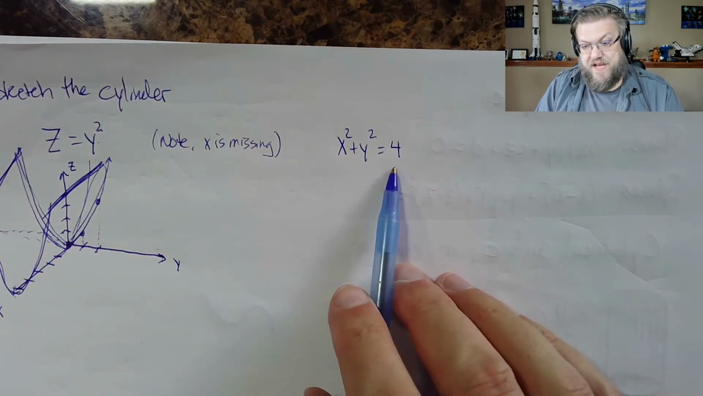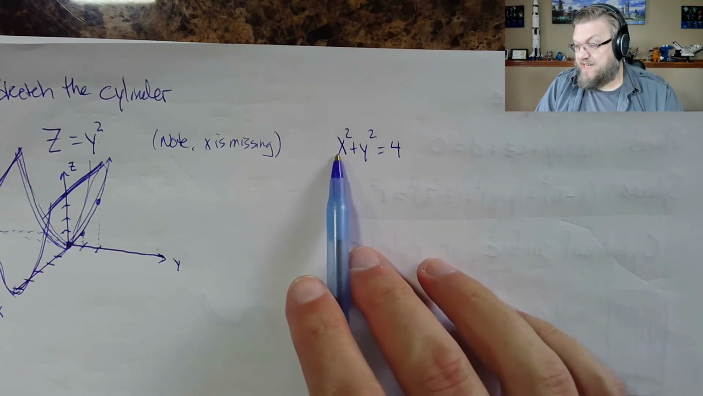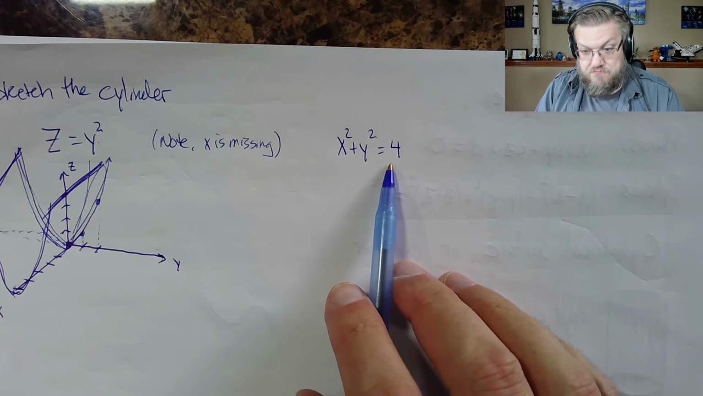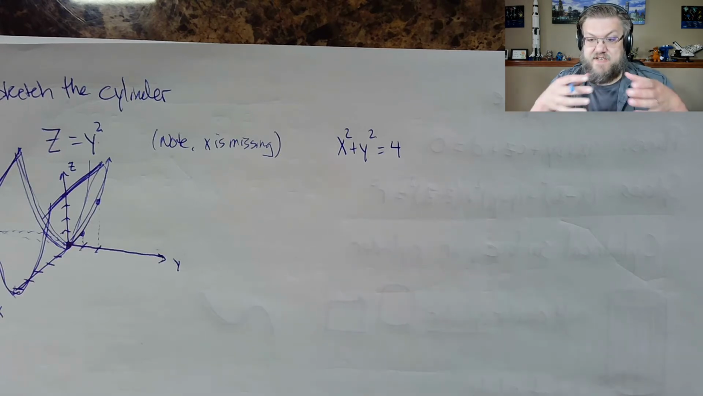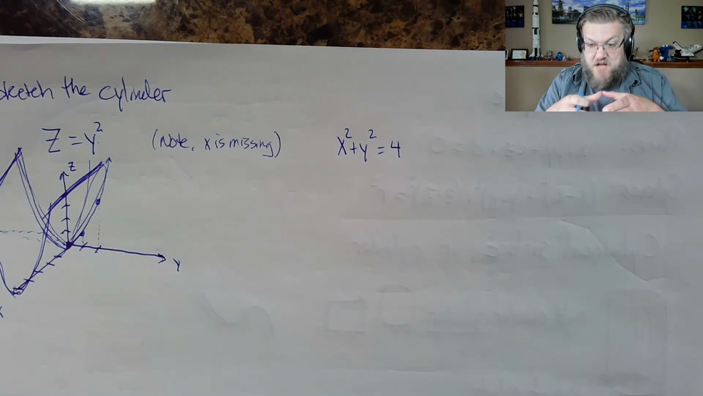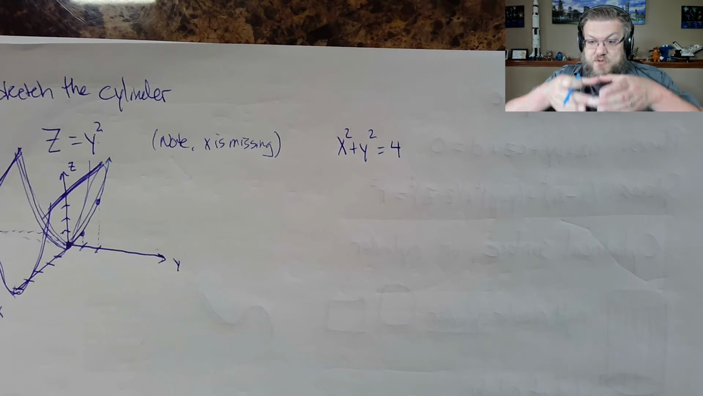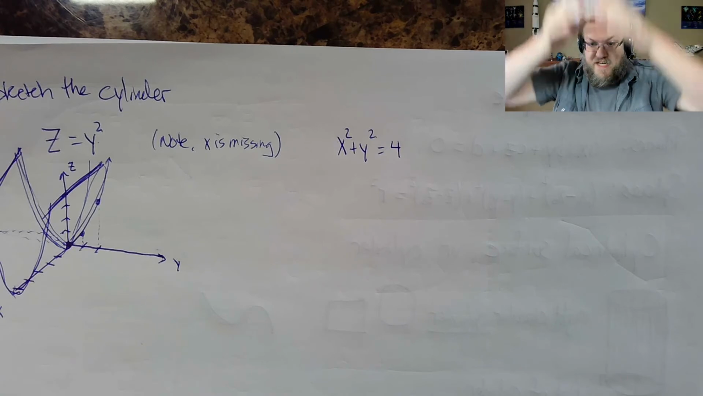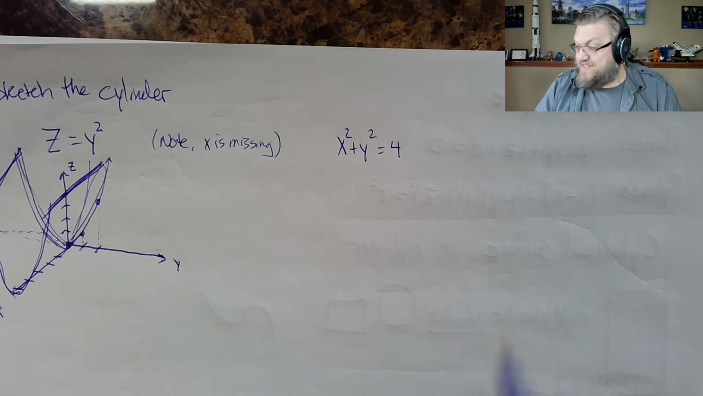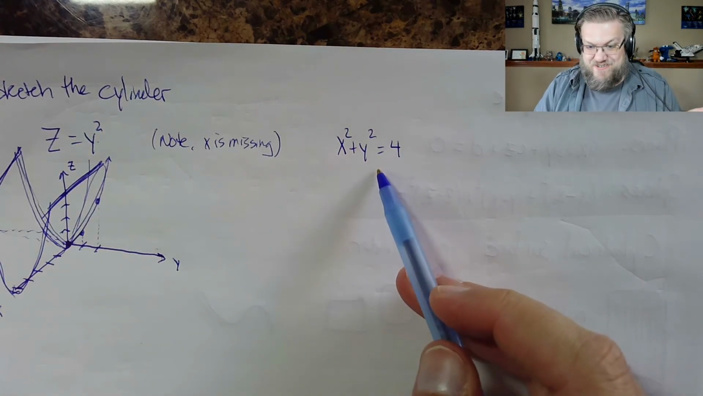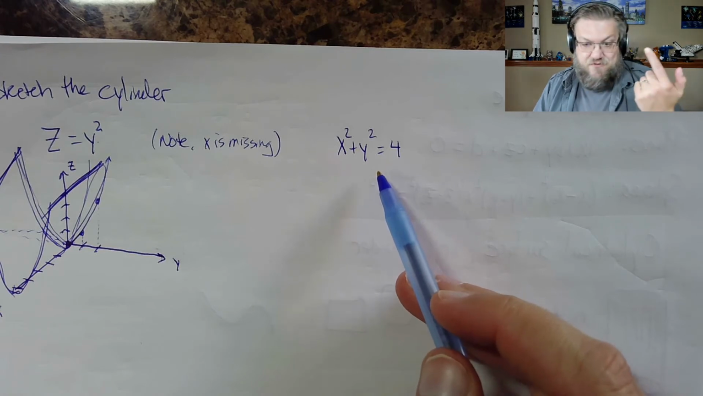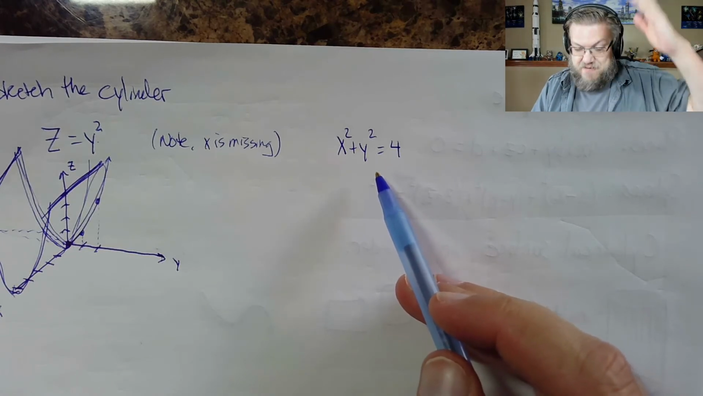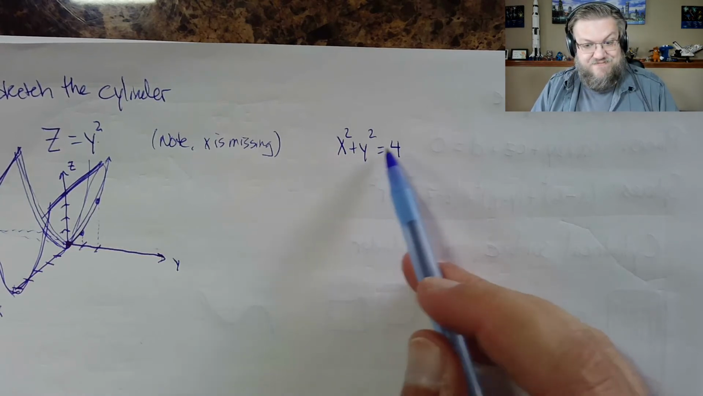See that? And so since z is missing, I'm going to get a copy of this at every z value. So when z is 0, when I'm in the xy plane, I'm going to get a circle. When z is 1, I'm going to get a circle. When z is 2, 3, 4, I'm going to get circles. This is our standard right circular cylinder, isn't it? In fact, the radius is 2, and the height is infinite, because z is not restricted here.